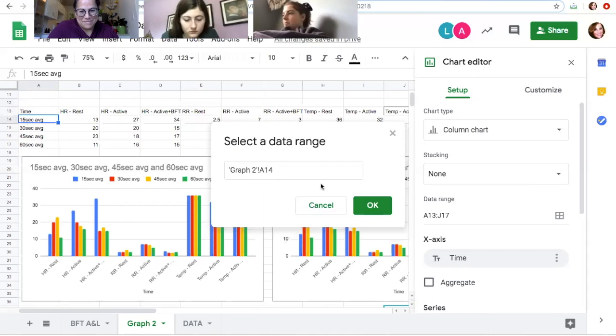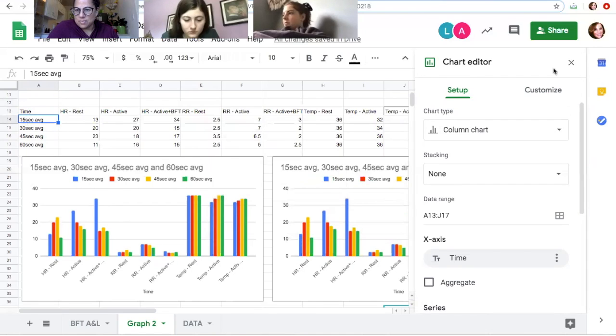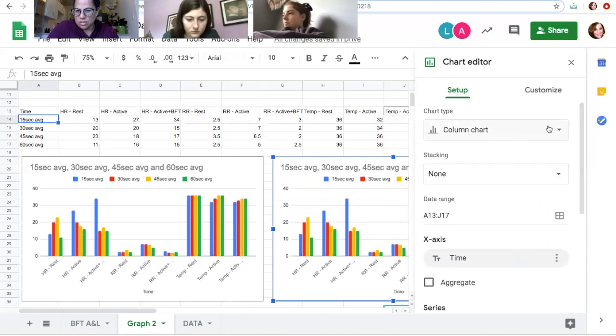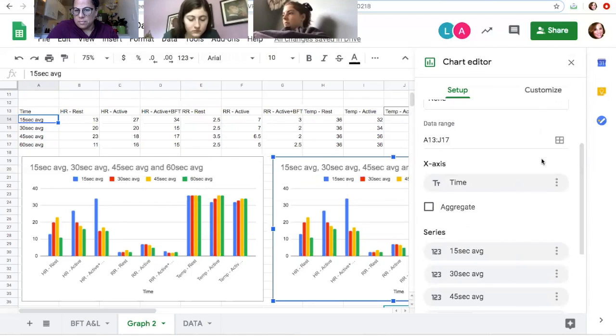One second. Cancel. Cancel this. Whose chart am I in? I'm in your chart. Column. Out of range is fine. A13 to J17.